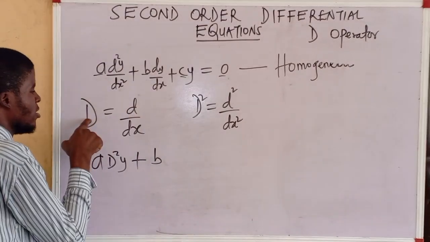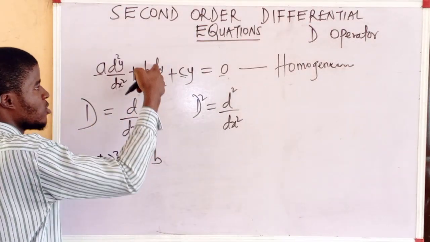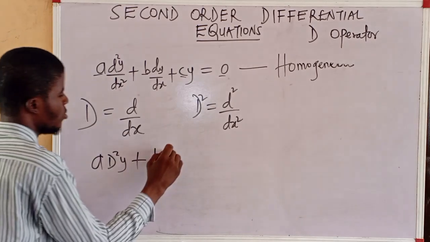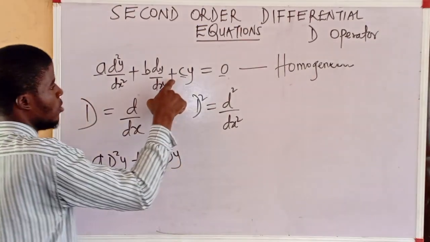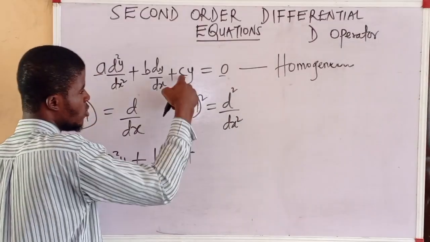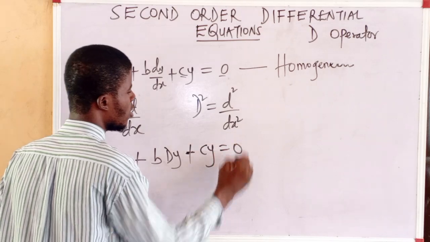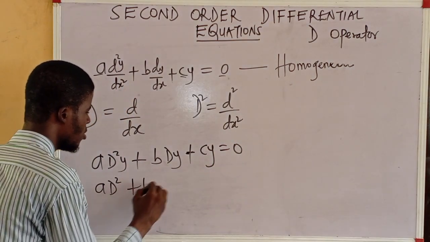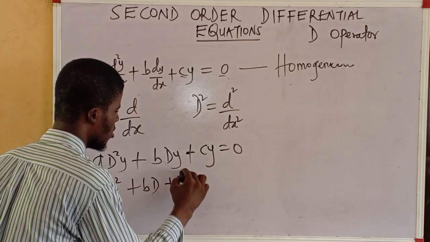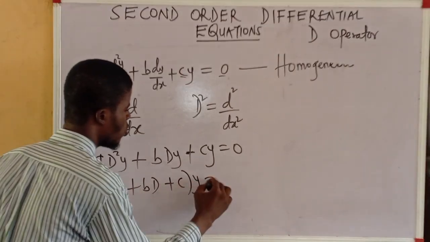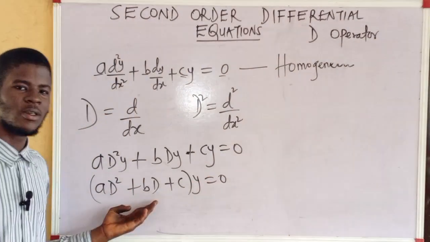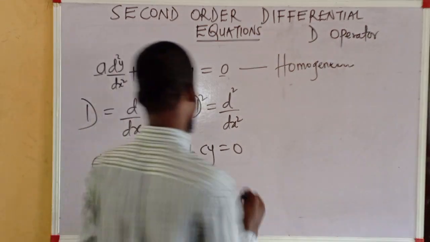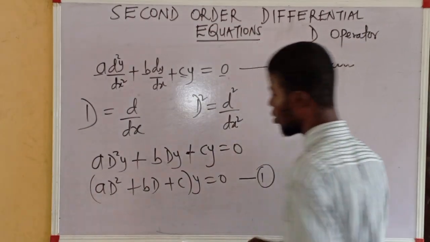plus b dy, that's D of y, because d dx is D. Plus cy equal to what? 0. Y is common, so I can write this as a D squared plus b D plus c times y equal to 0. Let me call this equation 1.